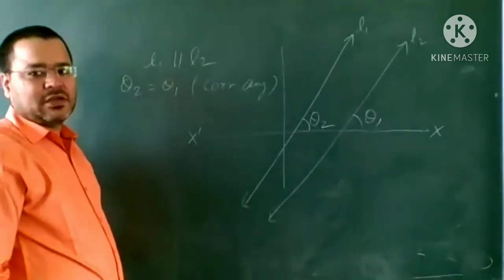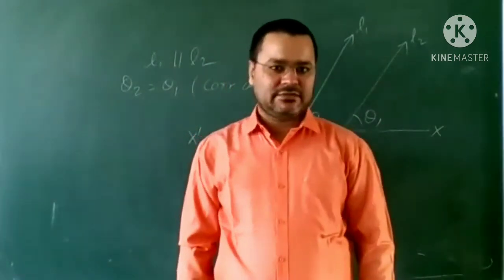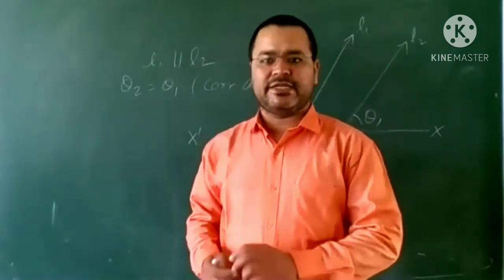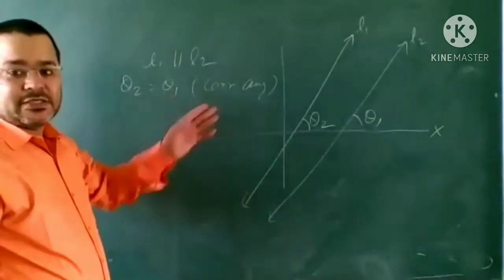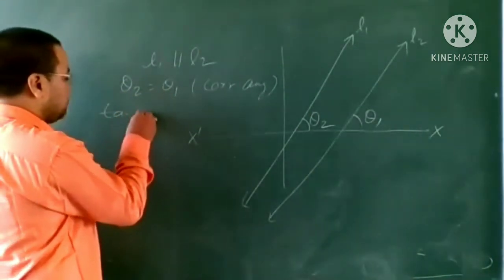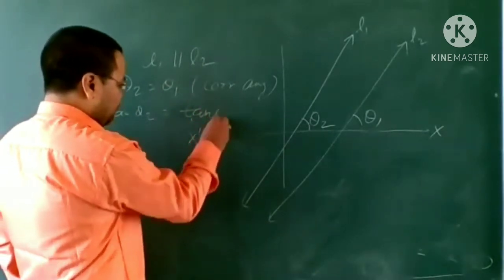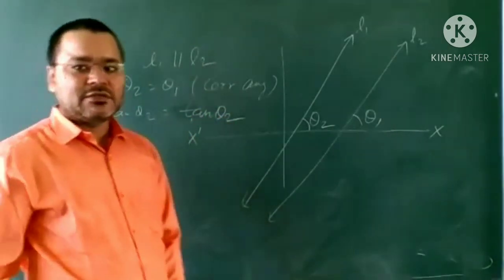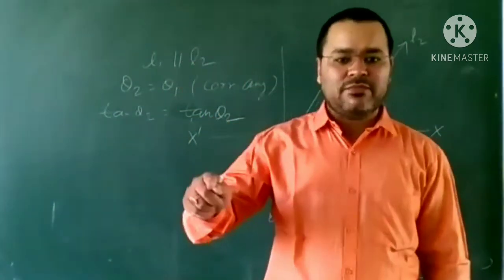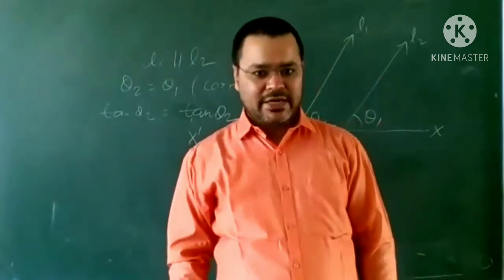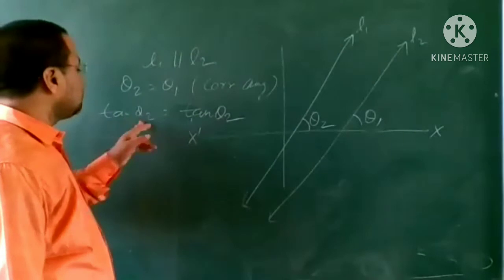Corresponding angle. And listen, we know that m is equal to tan theta. So therefore, we just write tan theta 2 is equal to tan theta 1. Just like if 45 degree is equal to 45 degree, then tan 45 will be equal to tan 45. Getting? So here, if theta 2 is equal to theta 1, then tan theta 2 is equal to tan theta 1.